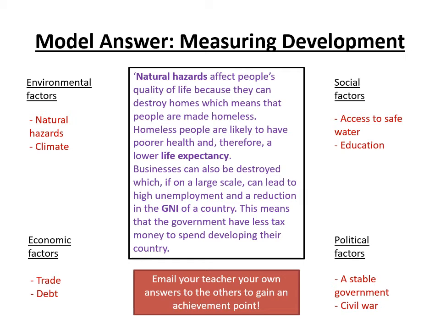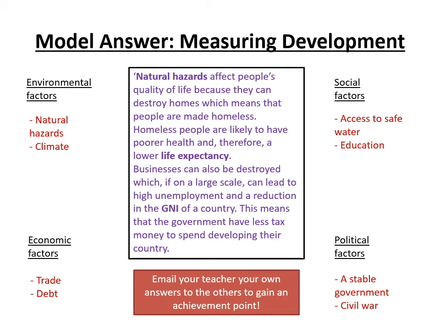I've then gone on. I've given one reason why they affect people's quality of life. I'd then like you to do another one. Businesses can also be destroyed, which, if on a large scale, can lead to high unemployment and a reduction in the GNI of a country. Less jobs, less people making money, so the GNI goes down. Obviously, if just one or two businesses get destroyed, the GNI of a country is going to be unaffected, really.